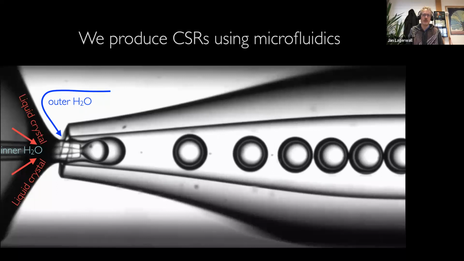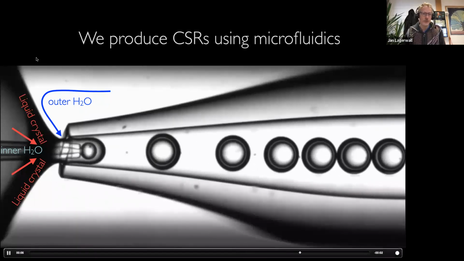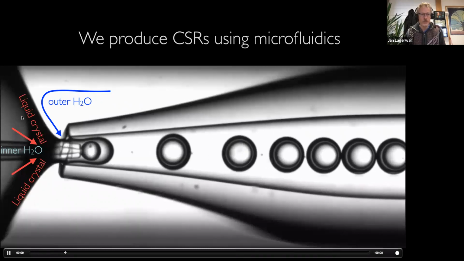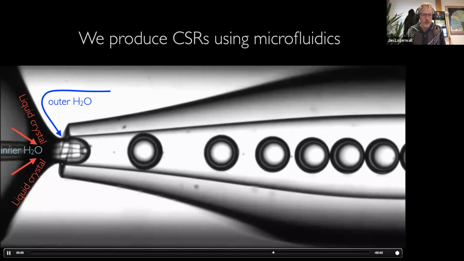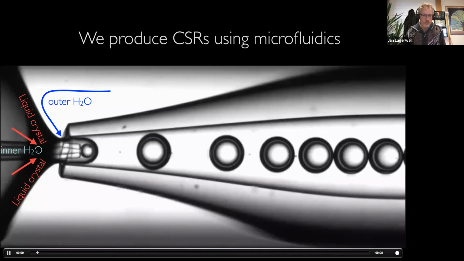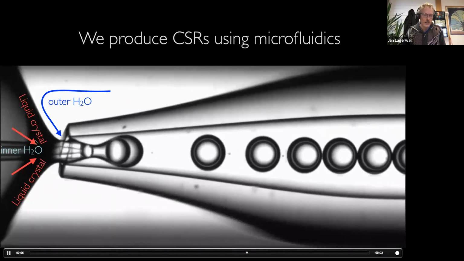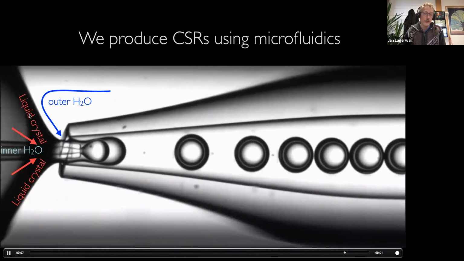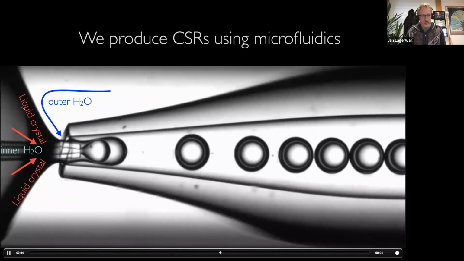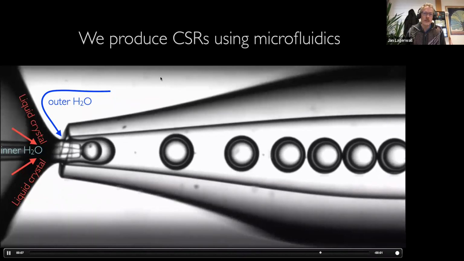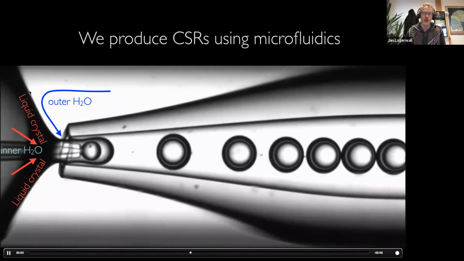And the way we do it is we use an approach called microfluidics. So this is a high-speed movie of this. It's a very fast process. So here we have slowed down the process. And what we do is that we flow an inner water phase inside. This is a sharp capillary, and around that capillary is flowing the liquid crystal phase because it's a liquid, right? We can flow it. And against this liquid crystal phase we flow another water phase. And the water phase and the liquid crystal phase don't mix. It's like oil and water.